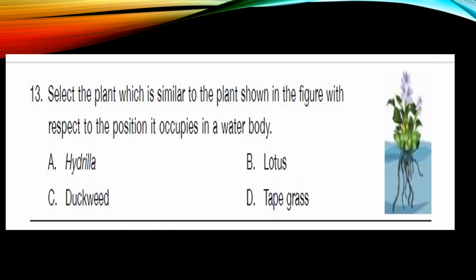Question number 13. Select the plant which is similar to the plant shown in the figure with respect to the position it occupies in a water body. Okay, this is water hyacinth and it is a floating plant. So our answer is option C, duckweed, because it is also a water floating plant.